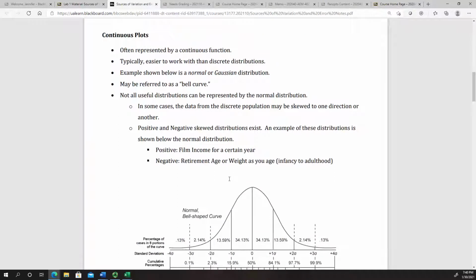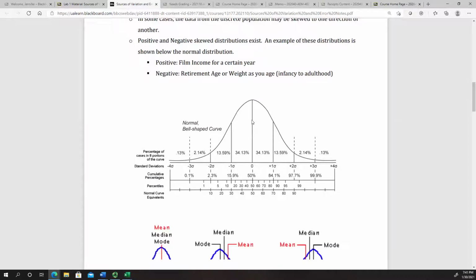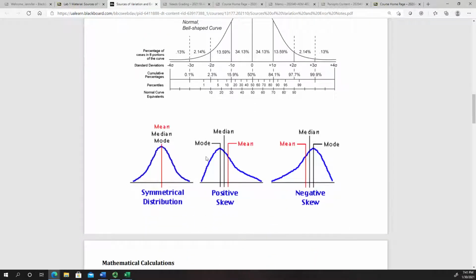So continuous plots are often described as normal distribution curves. So with this, you may have a perfectly normal distribution, but you also may get a skewed distribution, which would be a positive or negative skew. So a positive skew would be a larger section in a higher prevalence earlier in your data set, with less in the tail end of your data set.